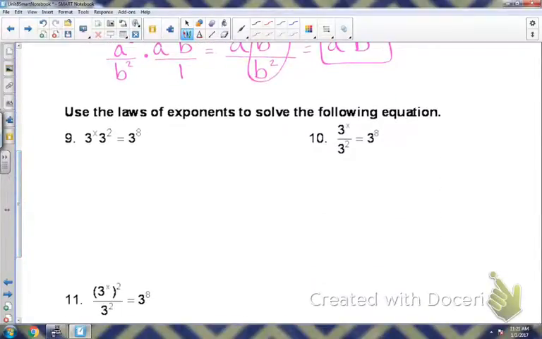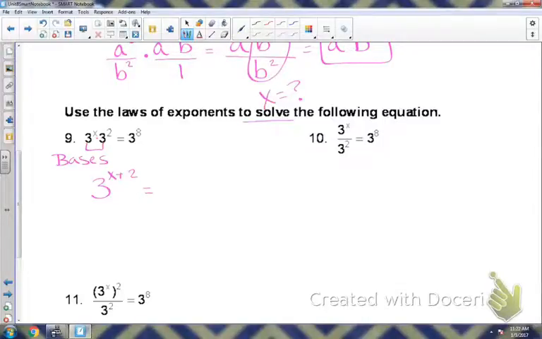Okay, now on the next part, we're going to use laws of exponents, so the laws on the front, to solve the following equations. When it says solve, it means you're trying to find the missing variable. So in all of these, we have an x. When we're solving, we're trying to find x. Notice on number 9, the 3's on the left side are both bases. We do not change bases. So I'm going to keep the 3, because that's my base. When you're multiplying and the bases are the same, you add the exponents. So I'm going to do x plus 2.